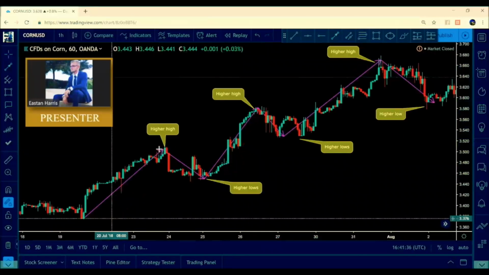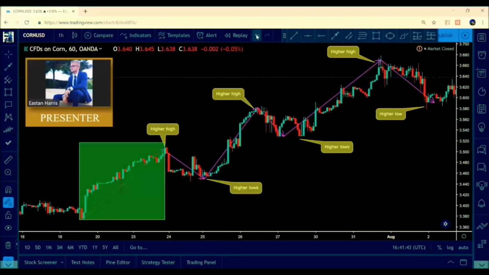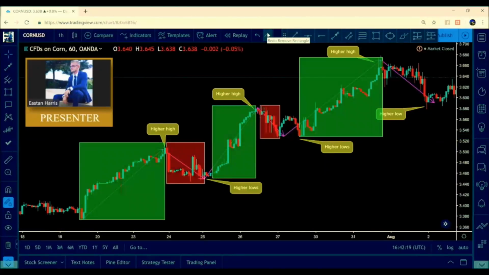Now, if we look at the individual moves from the buyers and from the sellers, what can we see? There's the buyers, there's the sellers. Buyers look a lot stronger to me. There's the buyers, there's the sellers. Buyers seem to be in control. It's safe to say that the buyers are in control here.